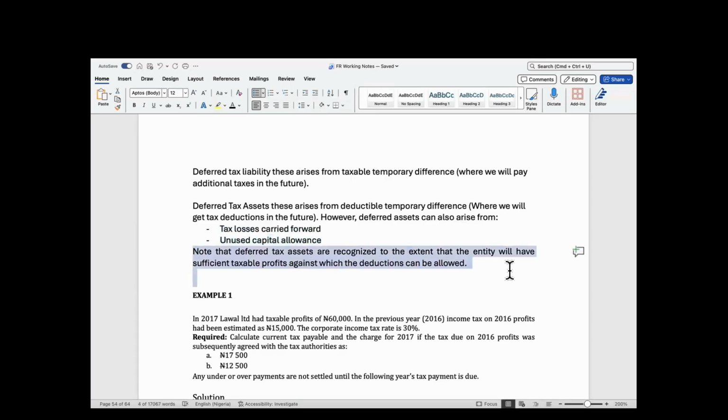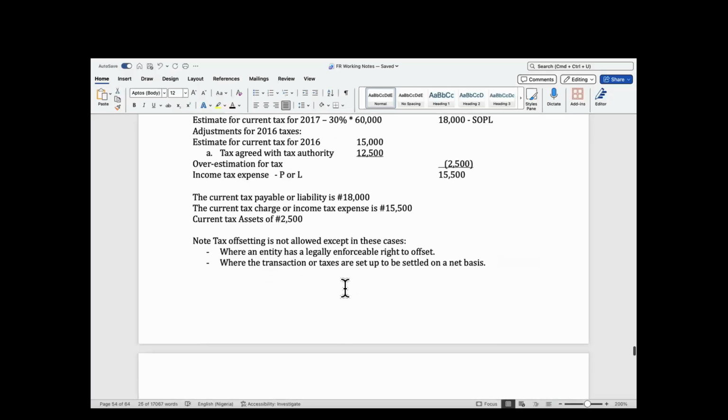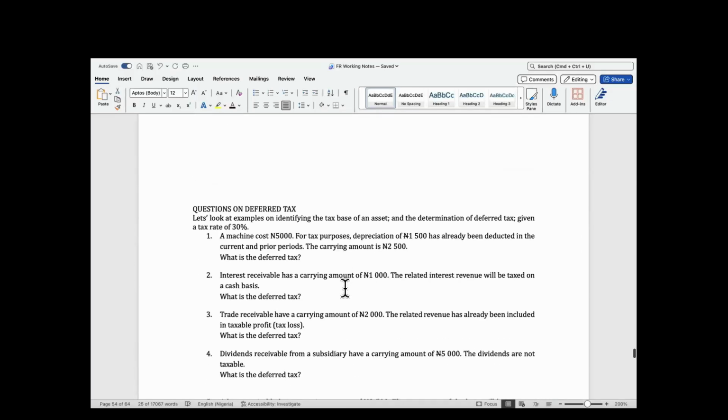However, note that you can only recognize a deferred tax asset if it is certain that you are going to make a taxable profit against which those deductions can be allowed. If you cannot show us that you will make a taxable profit, then you cannot recognize a deferred tax asset. And that was what I explained on deferred tax assets, and I hope I've been able to help you, Moses.